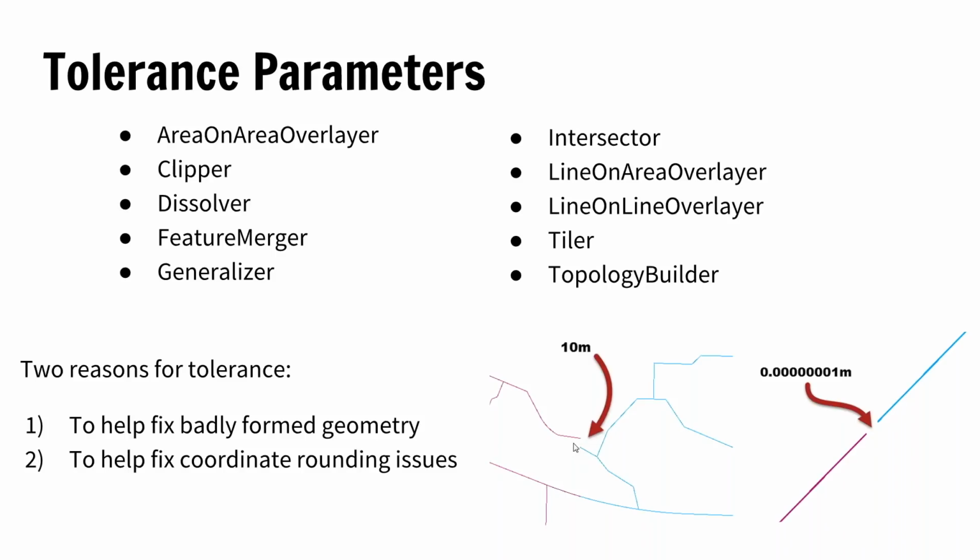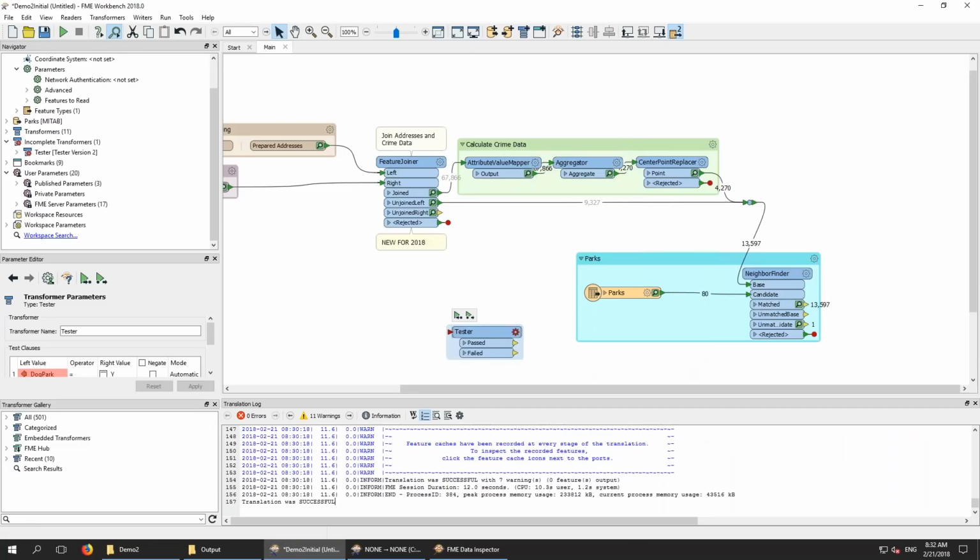Things like that can happen where you don't get the coordinates matching exactly, because FME works to the absolute precision it can, and if your two coordinates are 0.00000001 of a meter apart, then it's not a match as far as FME is concerned. So that's why we have this tolerance parameter that we put into FME 2018.